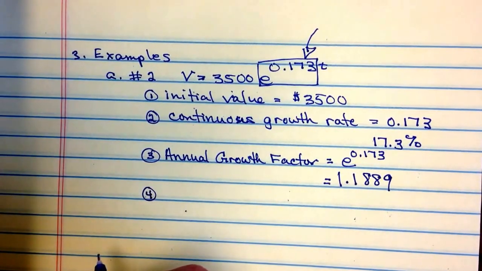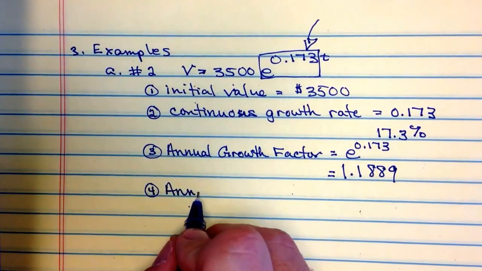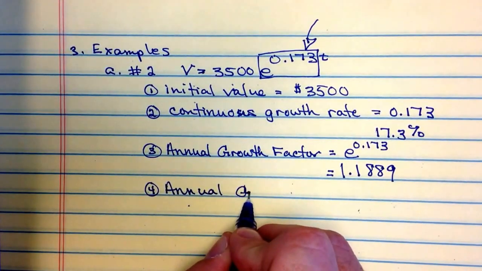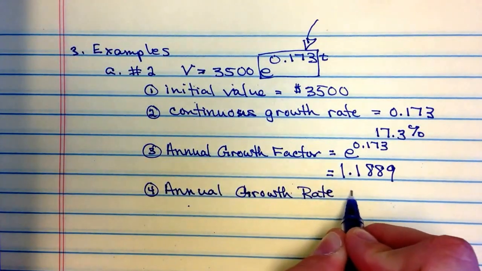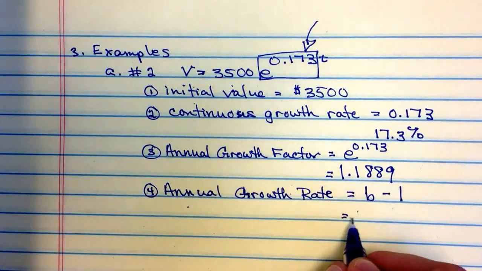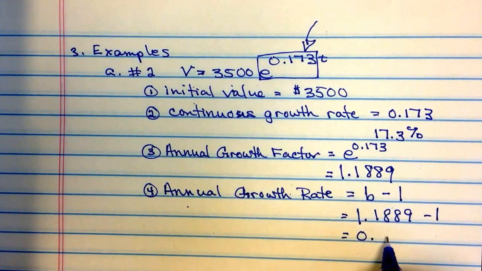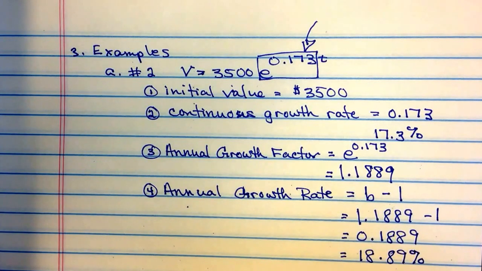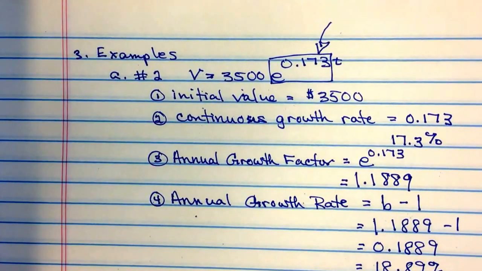And then we're asked for the annual growth rate. And remember, that's going to be b minus 1. So that's 1.1889 minus 1, which is 0.1889, which is 18.89%. Okay, so that's what they want for number 2 in the book.